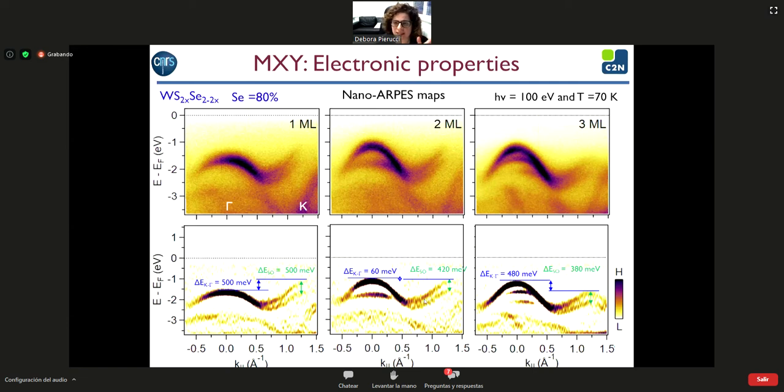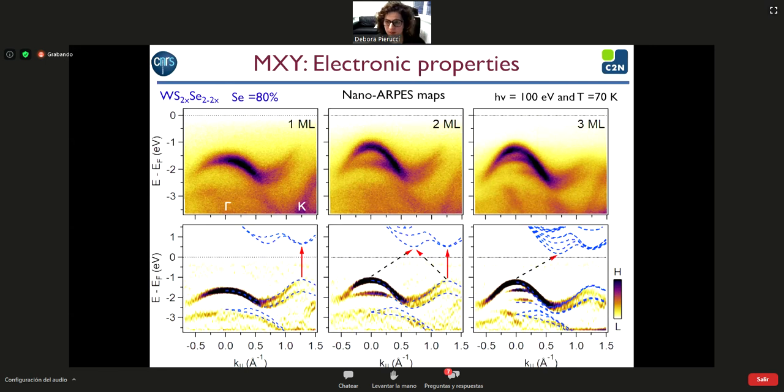But what we see is a really peculiar structure concerning our two monolayer 80% selenium alloy. In fact, even if the top of the valence band is at the gamma point, the position of the valence band at the K point is really close. So now, in order to understand better the behavior of this material, we need a little bit of theory. So we performed DFT calculations in order to see also the evolution of the conduction band, that can help us to understand better the optical properties.